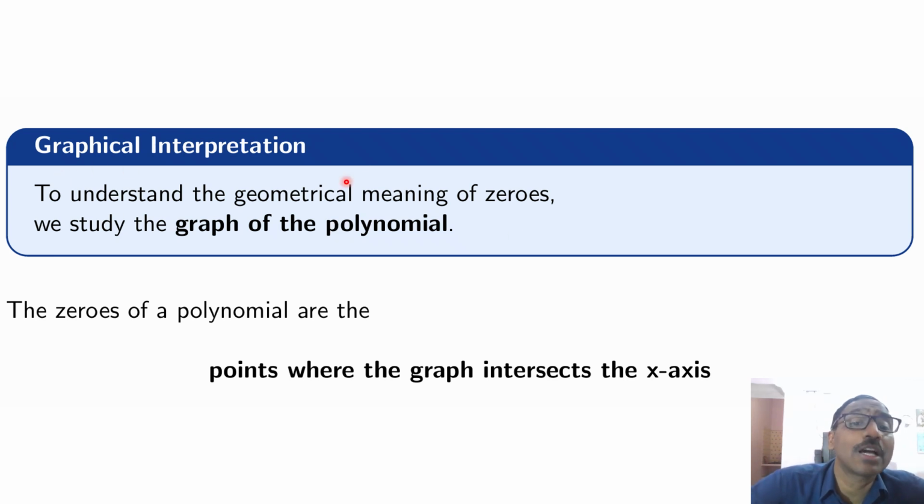Here, what is the graphical interpretation? To understand the geometrical meaning of zeros, we study the graph of the polynomial. The zeros of a polynomial are the points where the graph intersects the x-axis.